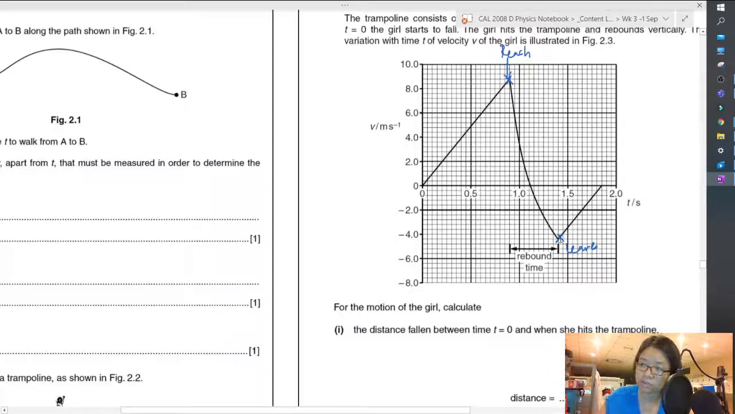When she leaves, this part here, she will slow down. And this is the point where she reached the rebound height. So I repeat. She reaches the trampoline. The trampoline stretches and stretches. The girl stops momentarily. This is maximum stretch. And then the trampoline pushes back, meaning she will now have a speed in the opposite direction that's getting faster and faster. And at this point, she begins to leave the trampoline. So, I label for you.